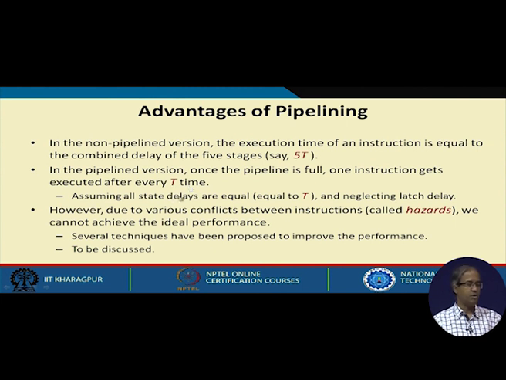Of course, we are assuming that all stage delays are equal to t, and we are neglecting the delays of the latches. But we shall see later that it is not so simple in the practical scenario, because of various conflicts that can arise between instructions, which are commonly known as hazards. We cannot achieve this ideal performance, because in the ideal case we have seen that our speedup can approach 5, but because of hazards it can be less than 5.